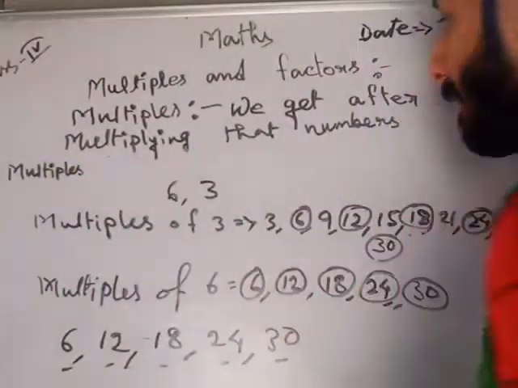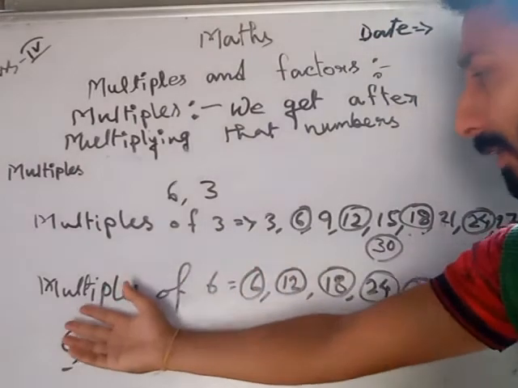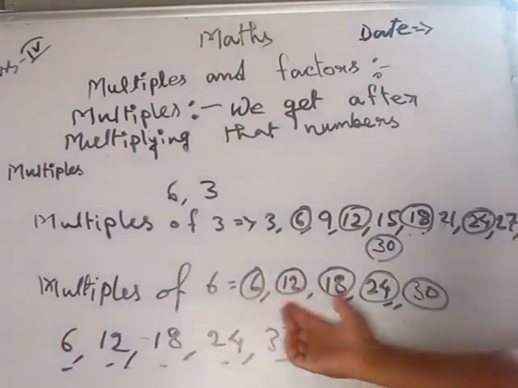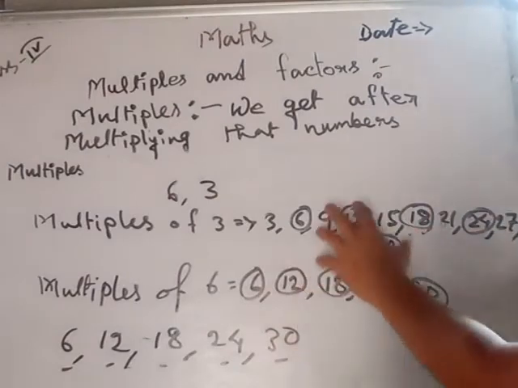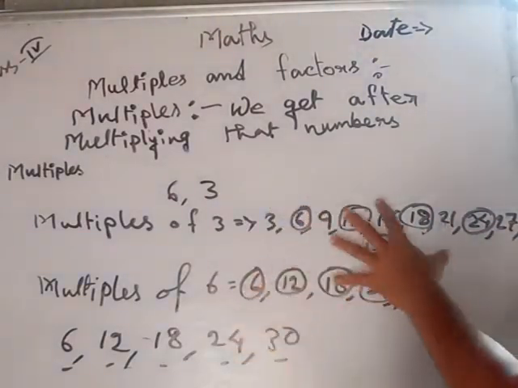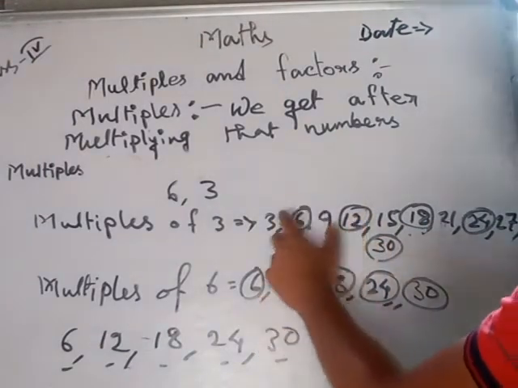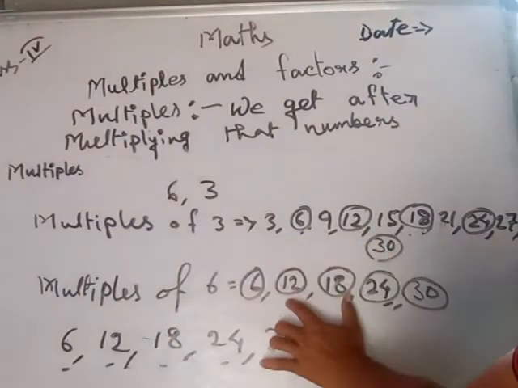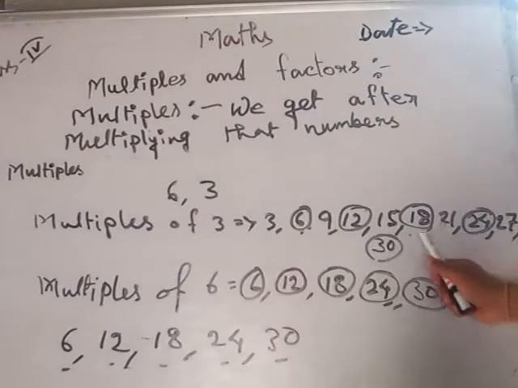Okay, do you understand? At first you should write the multiples of 3, after that you should write the multiples of 6. After that we should very carefully follow the numbers, and you should find out which ones are the same. 6 is in here and here also, so we should write 6 as a common multiple. After that, 12 is in there, that means 12 also is a common multiple.